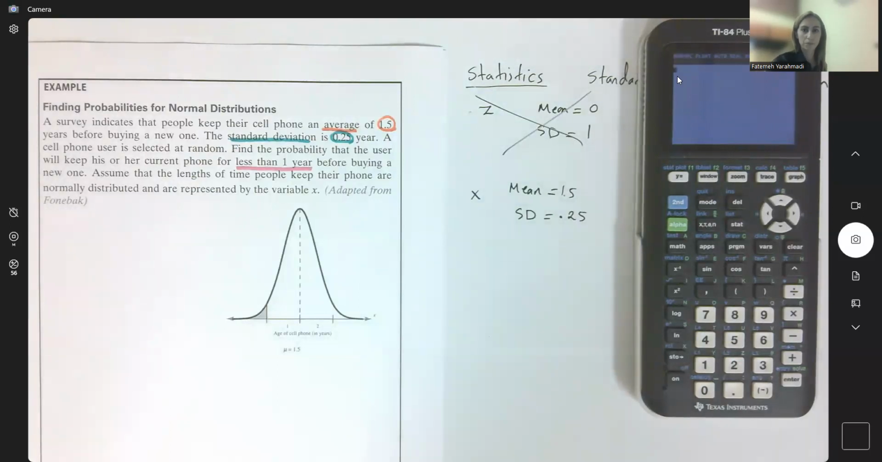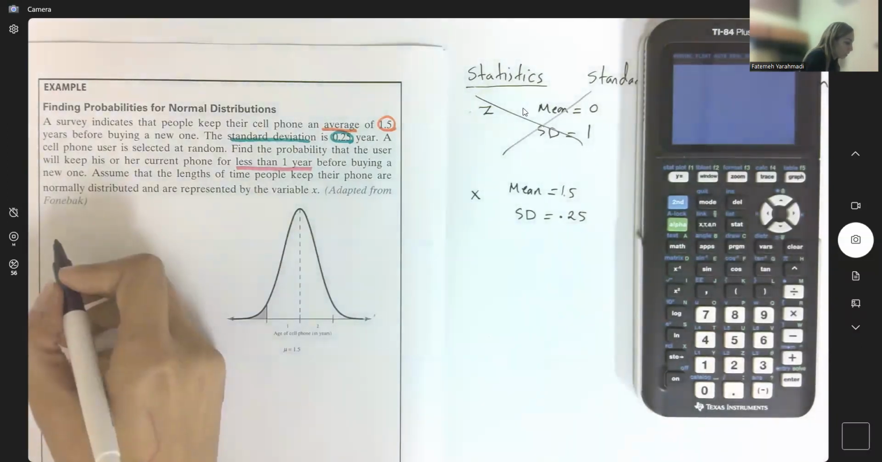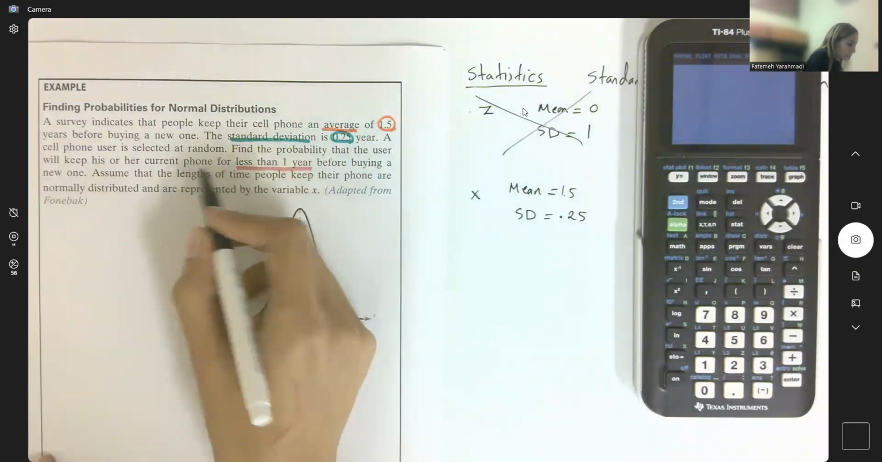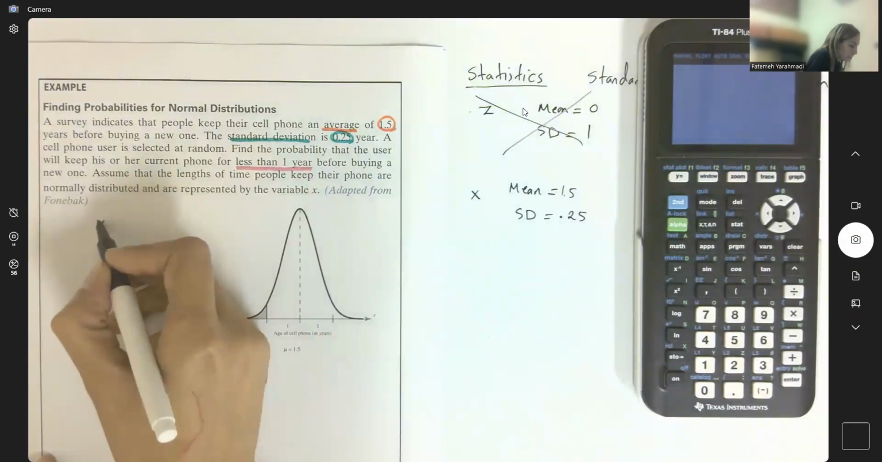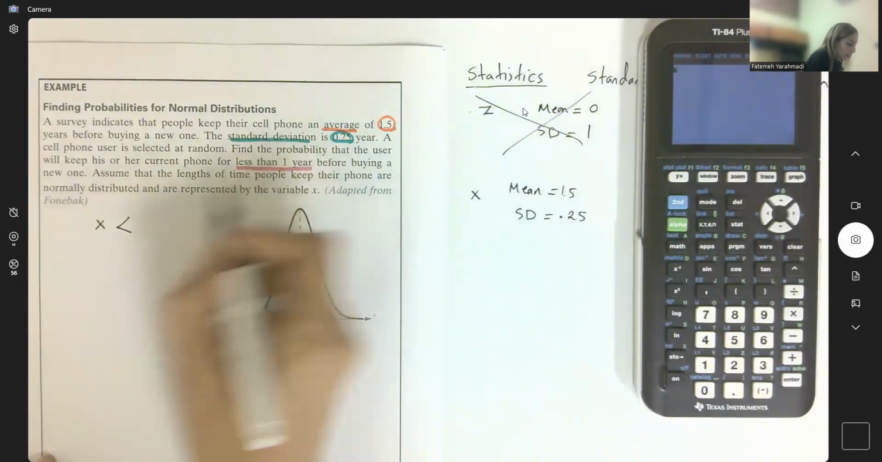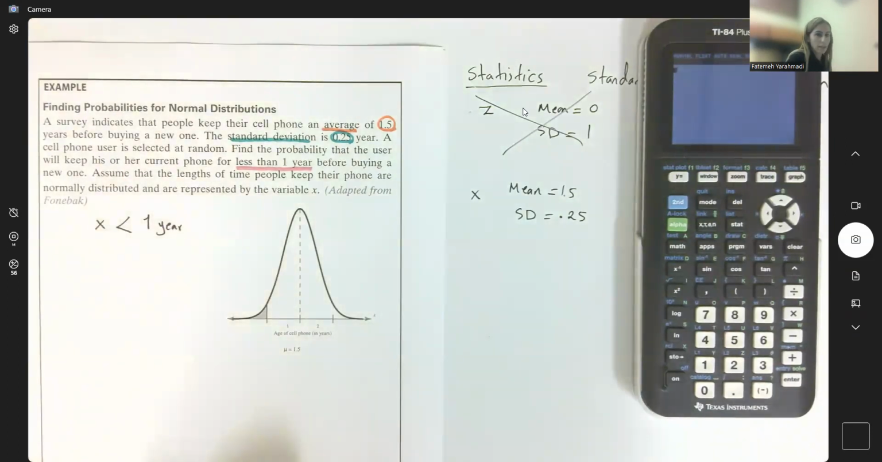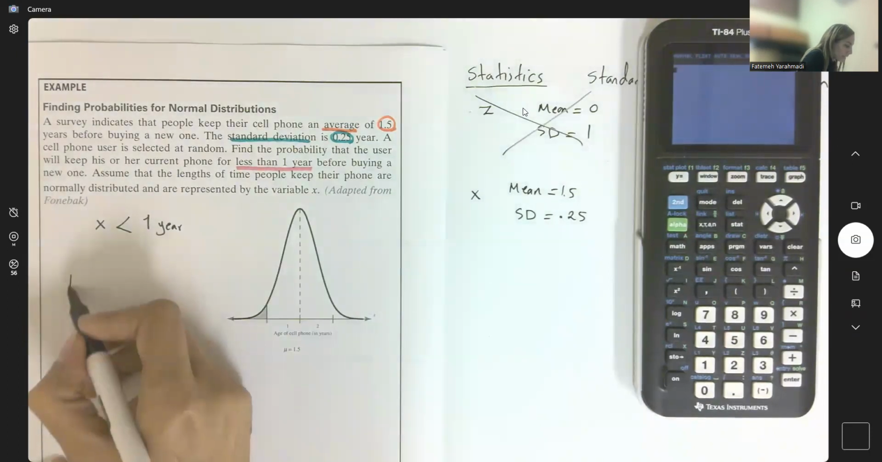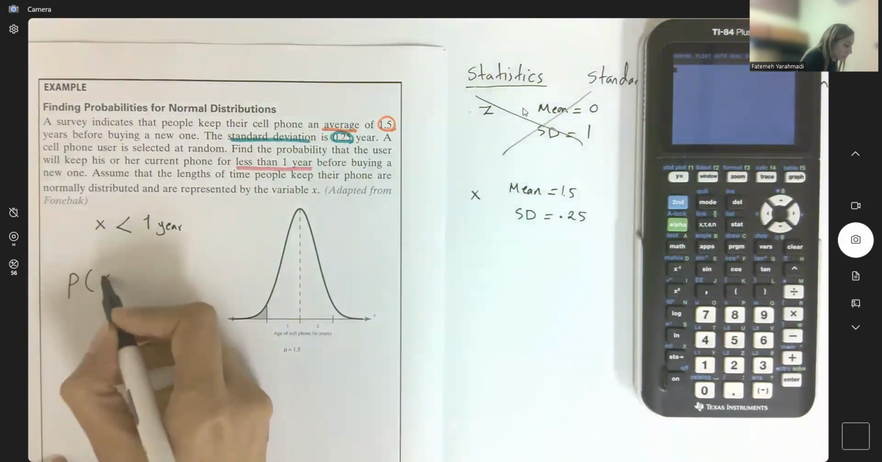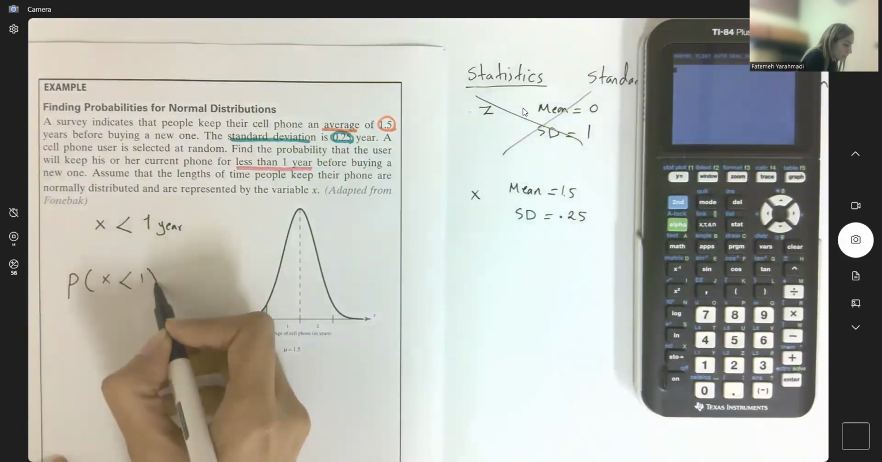All right. Perfect. Thank you very much. So let us share the result with you so everyone can see the result. So this guy says, hey, what is the probability that X is less than 1 year? X is less than 1 year. We want to find the area. We want to find the probability that X is less than 1 year.